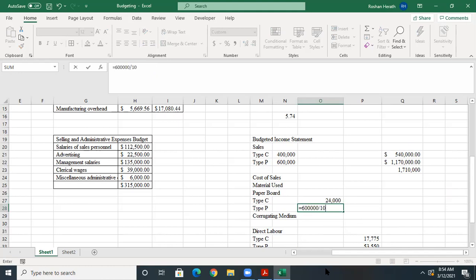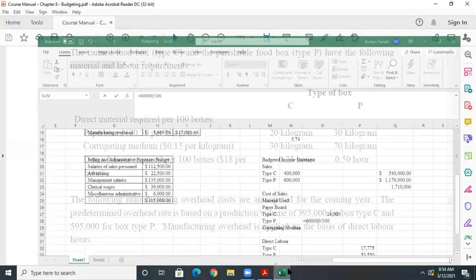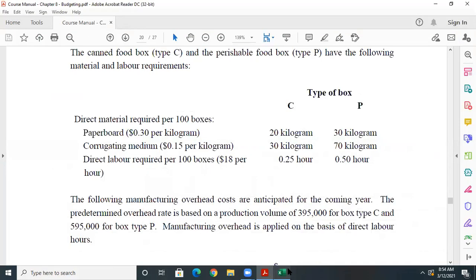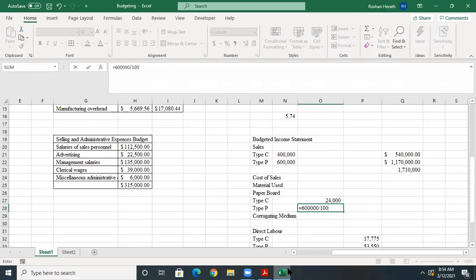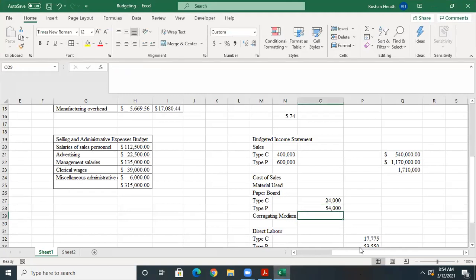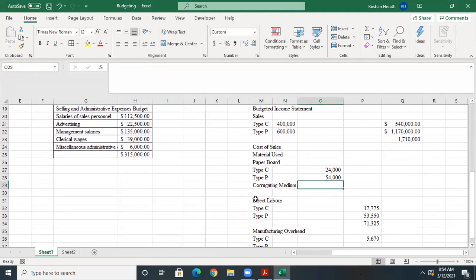600,000 units here. We produce in 100 blocks. So it's this much. And to produce that, it costs us 30 kilograms, and per 1 kilogram it's 0.3. Right, this much of a cost is involved over there.